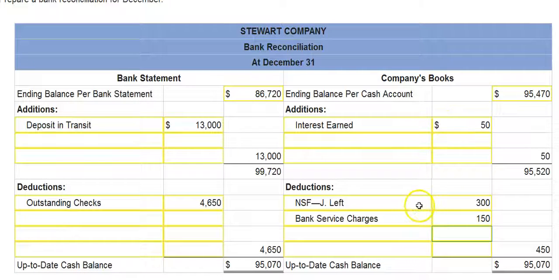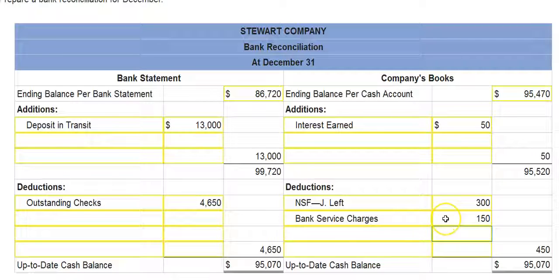An NSF check is a check that has bounced. Your customer, J Left, had given you a check, and it was included in the earlier deposits. But when your bank went to Customer Left's bank, Customer Left's bank said there's not enough money to honor this check. So since the money was already included in a deposit, the bank came back and deducted it. And now we have to deduct it too and pursue payment with Customer Left.